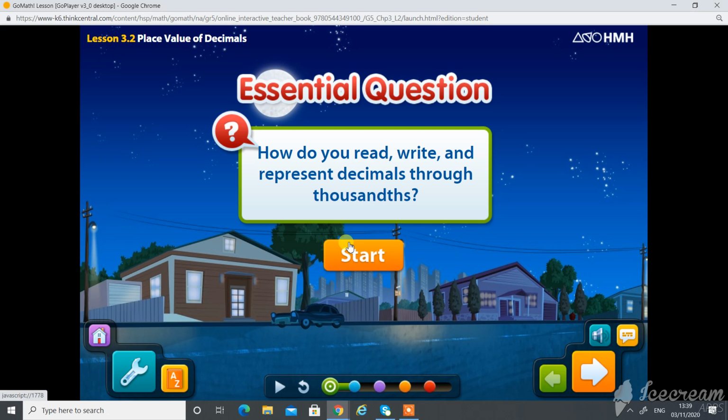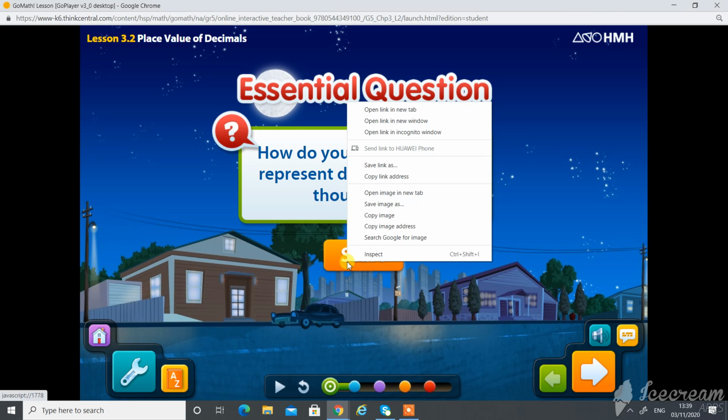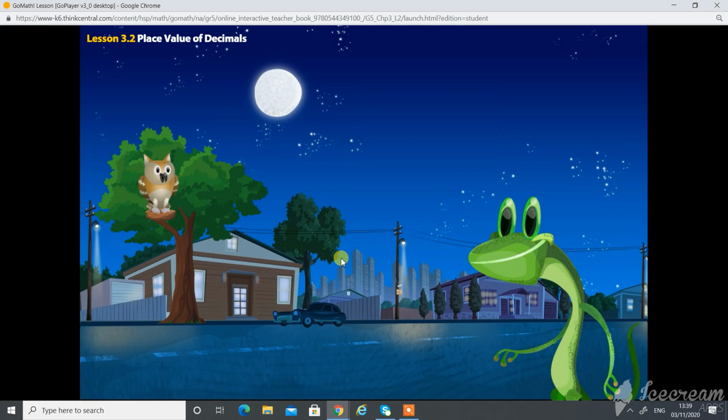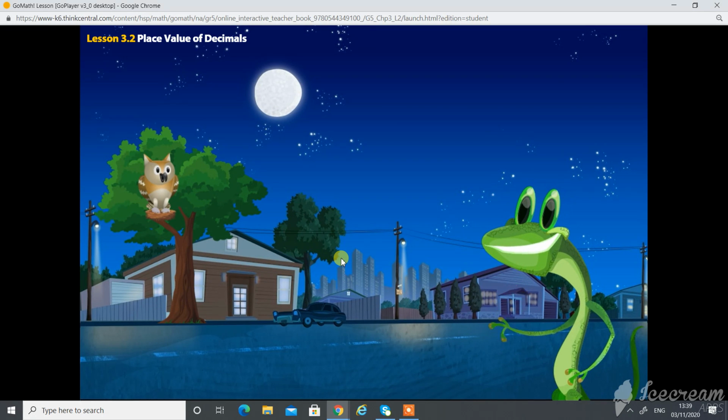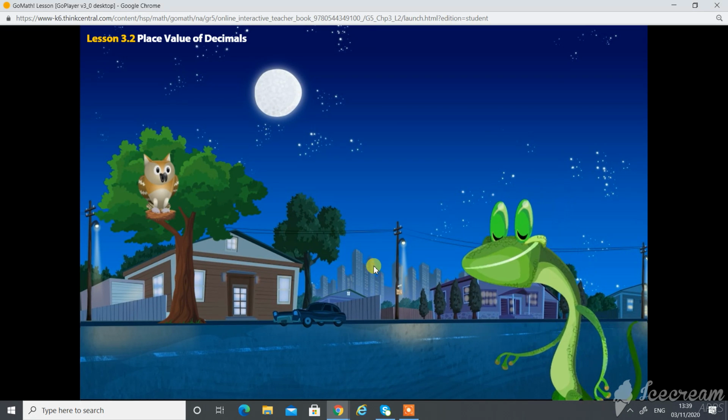Do you remember the periods we have studied for whole numbers? Okay, let us see again. So now we will learn how we read, write, and represent decimals through thousandths. How do you read, write, and represent decimals through thousandths?